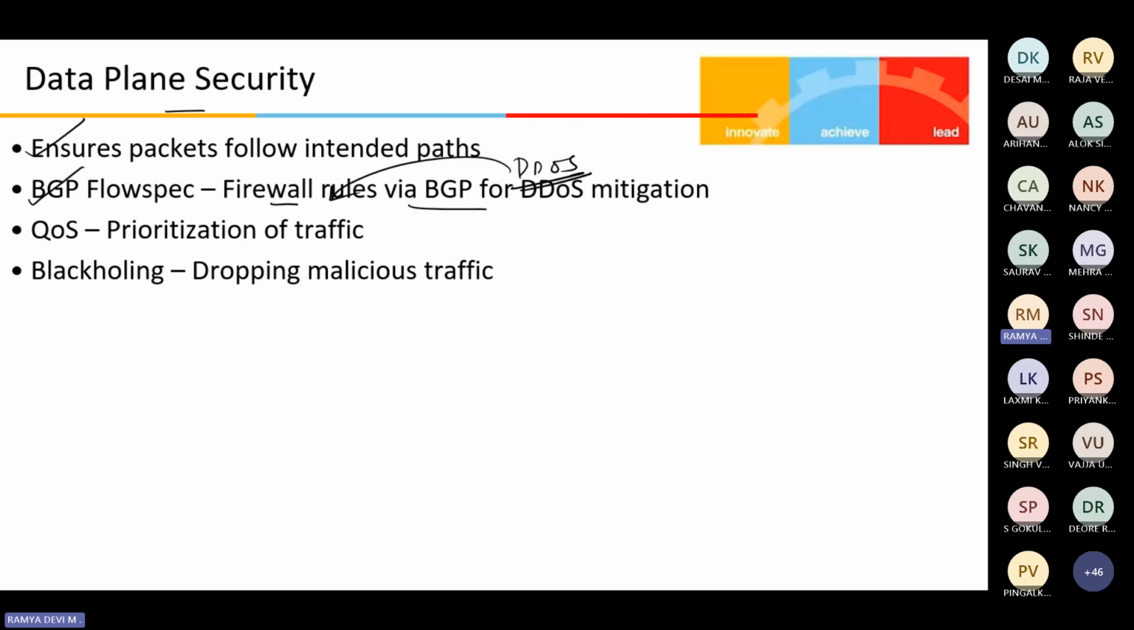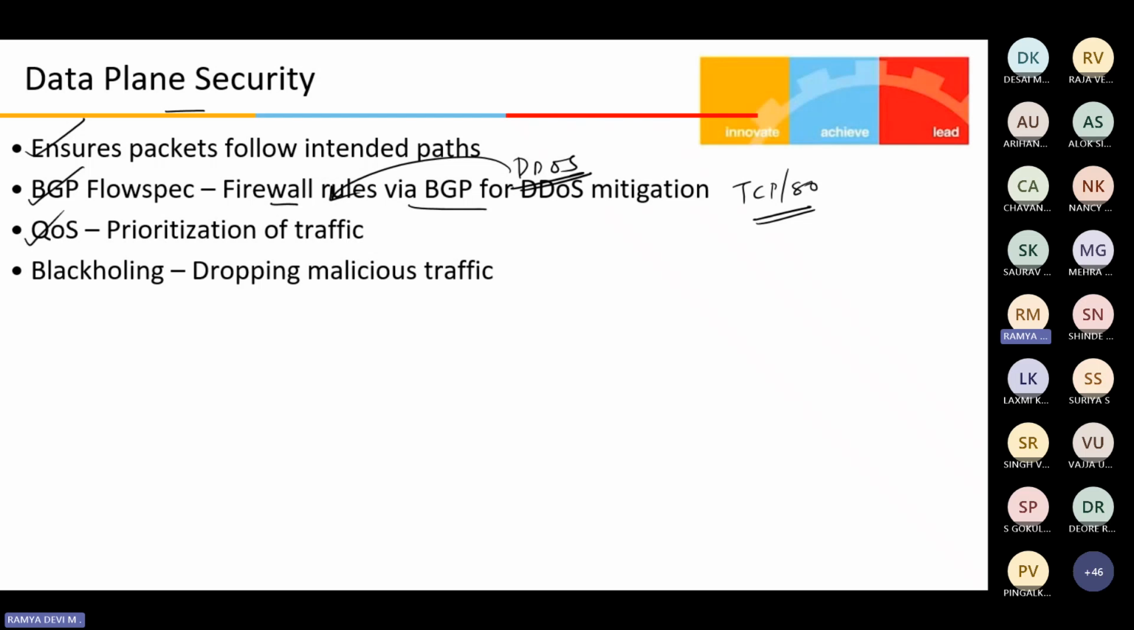So if a DDoS attack is happening on TCP/80 traffic, a FlowSpec rule can drop it with the help of the port number. This can happen, and it will be very easy.